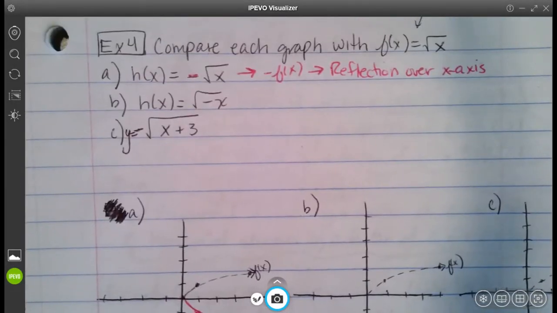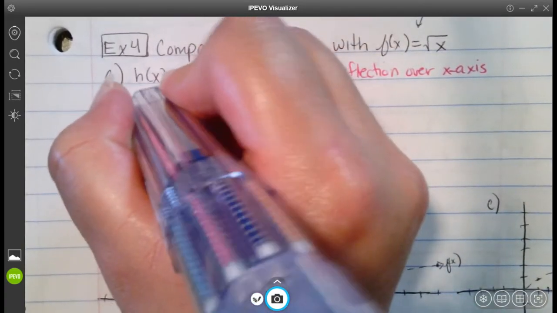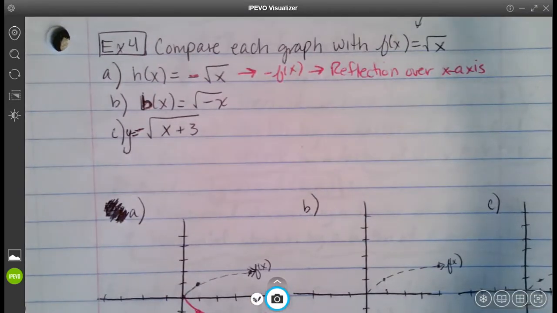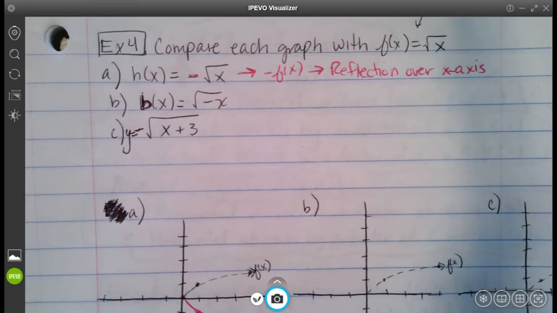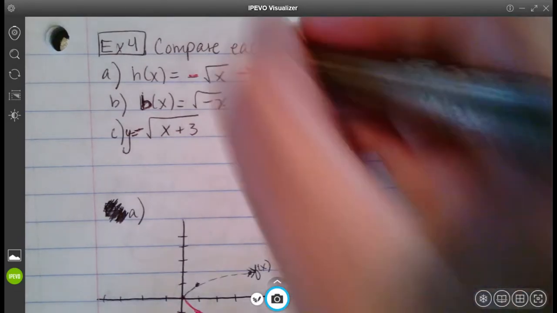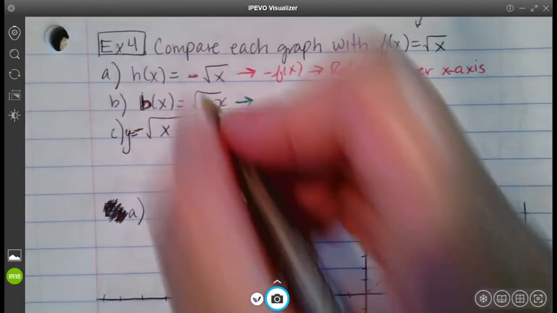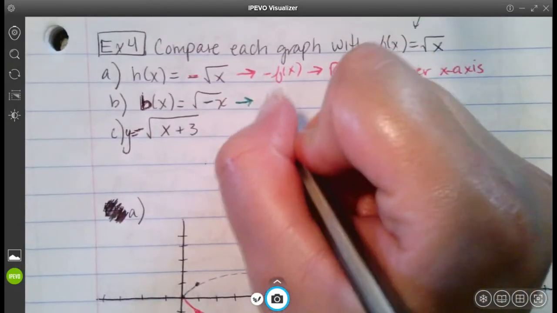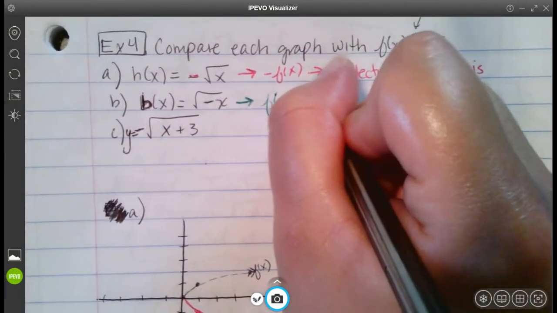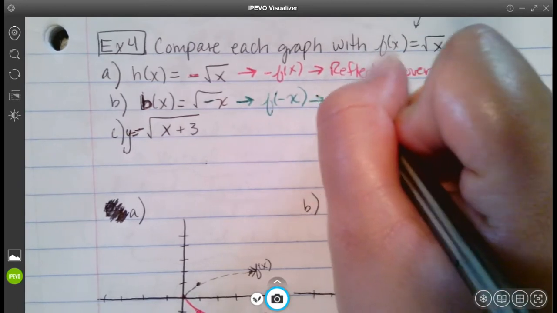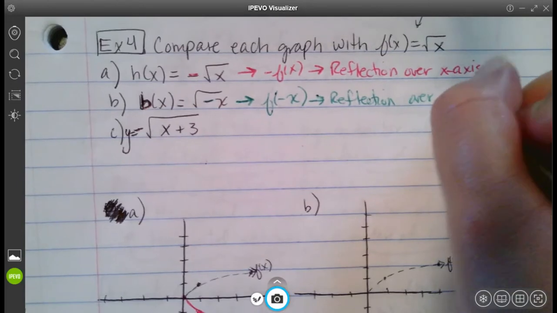Letter B, we have h of x equals, I don't know, b, that way it's a different letter. So b of x is equal to the square root of negative x. So just like the one a few examples back, okay, when we have a negative on the inside, this is like saying f of negative x, okay? So that means we're going to have a reflection over the y-axis.